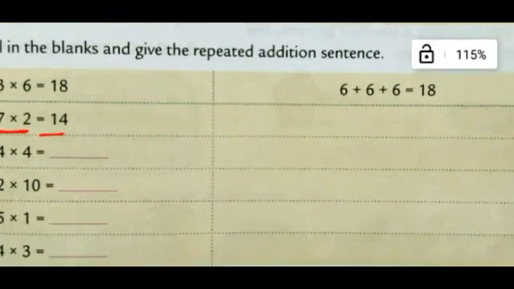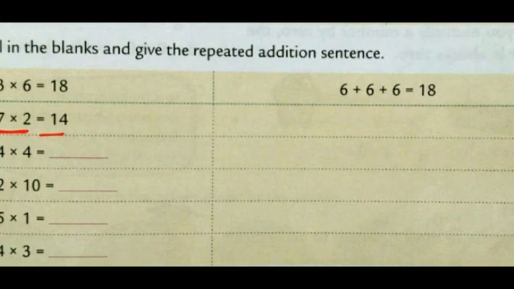So first see what is given in the multiplication sentence. 7 into 2. So that 7 we have to add 2 times. As in the first question, 3 into 6, 6 is being written 3 times. Same way we will write here. We will follow the same pattern as the first one. 2, we have to repeat it 7 times.